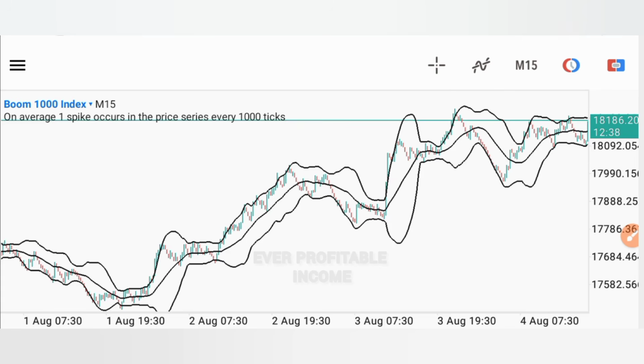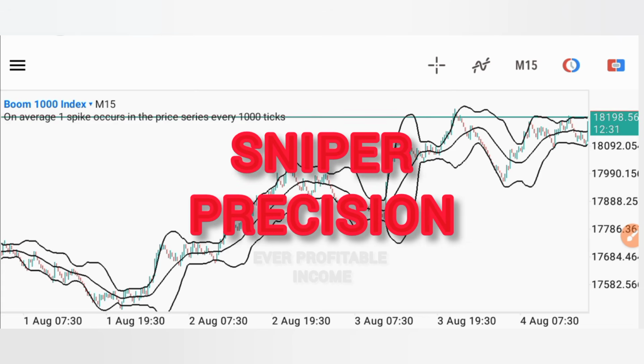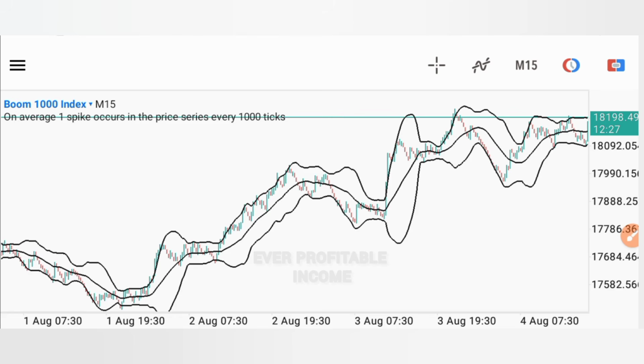Stick around because by the end of this video, you will not only understand how to trade this strategy with sniper precision, but I will also show you how to combine it with RSI for higher accuracy and fewer fakeouts. Let's dive in to this strategy. Firstly, before we begin, let's understand this tool. Before you use any tool, you have to understand exactly how it works.